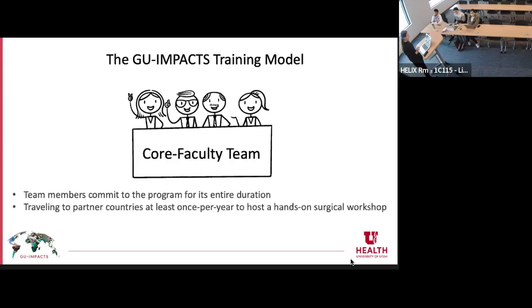The way each program is implemented at each of our sites is we are assembling a team of volunteer expert urologists who are committing to being part of what we're calling a core faculty team for each program. These team members commit to the program for its entire 5-year duration, and they commit to participating in surgical workshops and the virtual education piece of the program. They also commit to traveling to the partner country at least once per year to host a hands-on, very focused surgical workshop throughout the duration of the commitment.